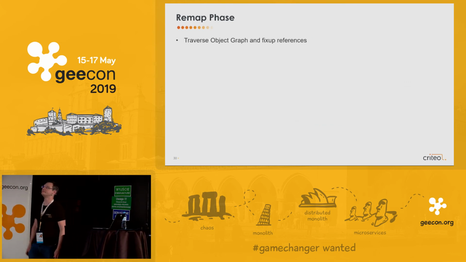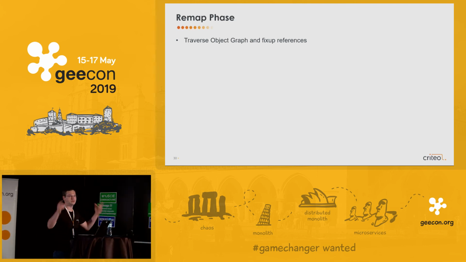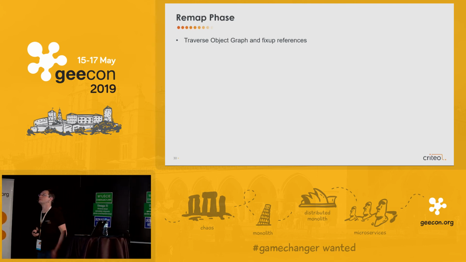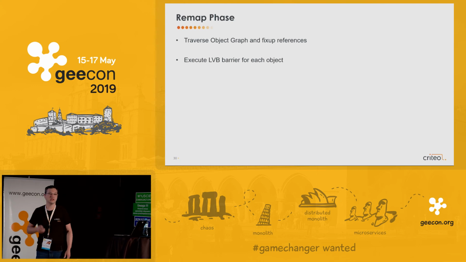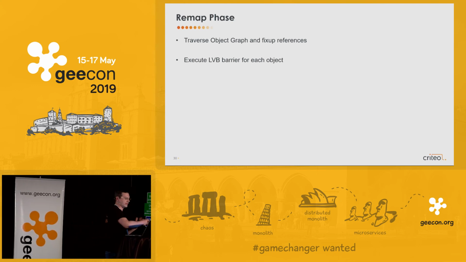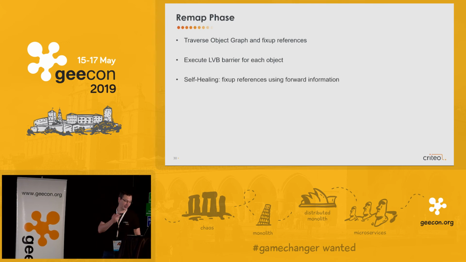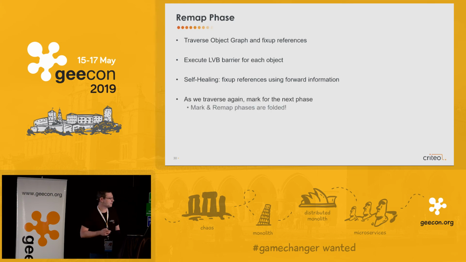Remap phase. We traverse the object graph and fix up the references to the new location, if not already done. We execute the LVB for each object of this graph. So if a reference is not correct, we'll correct it via the LVB and self-healing process. We fix the reference using the forwarding information. And then as we traverse the object graph again, we also mark this object for the next GC cycle.